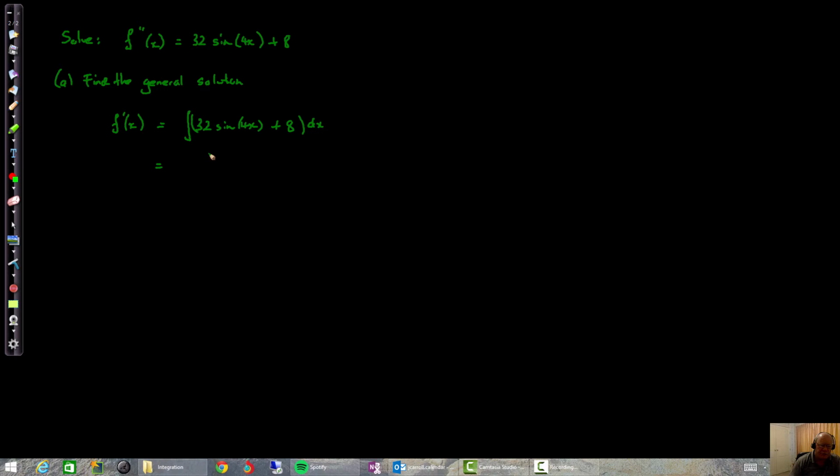Now integrating, we'll have the integral of sine is negative cosine, and we've got that 4x, so we're going to end up with negative 1/4 cosine 4x, or the integral of that, and there's a 32 already in front, so I'm going to end up with 32 over 4 and negative cos 4x. And then the integral of 8 will be 8x, and then we have a constant of integration. Just tidying this up.